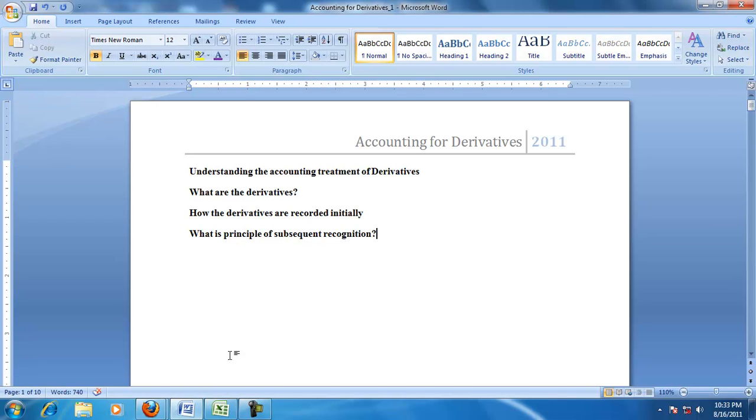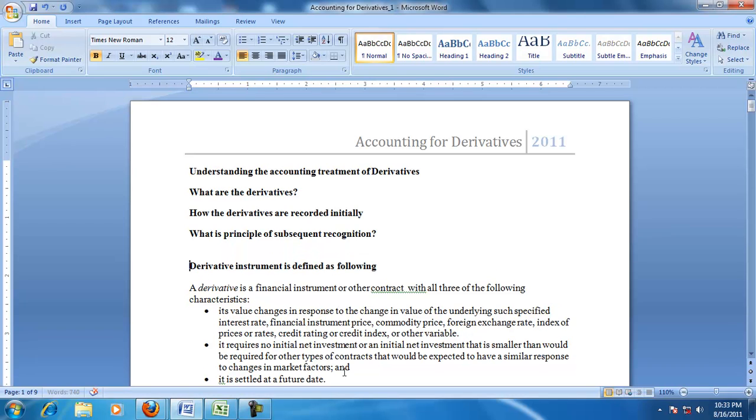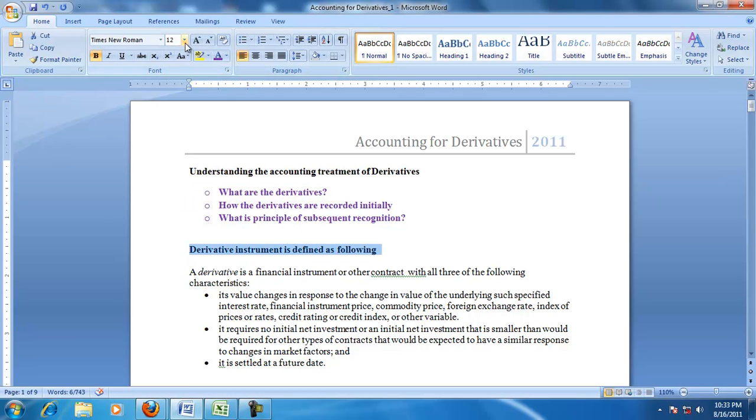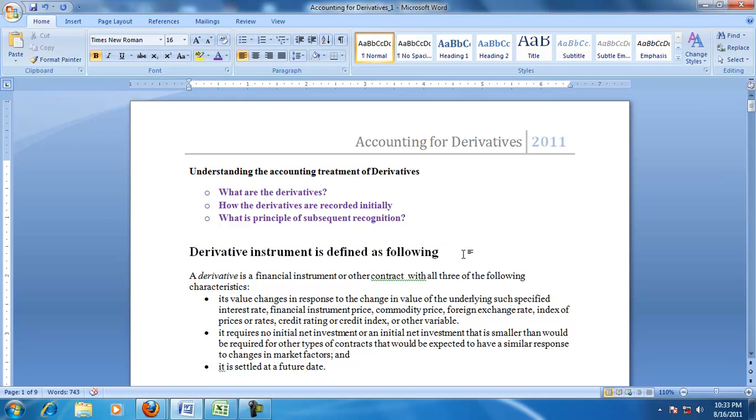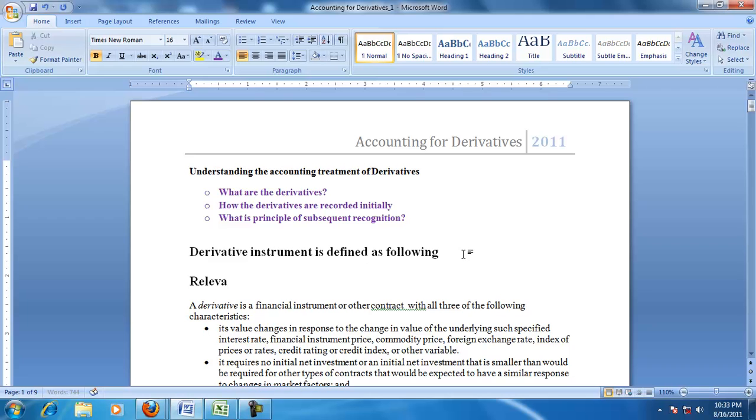So what are these derivatives? We have discussed that a derivative is actually a financial instrument. When we say it's a financial instrument, that means the relevant accounting standard applies. The relevant accounting standard for us is IAS 39 or IND AS 39 and 32 also, but for the timing I'll concentrate on IAS 39.